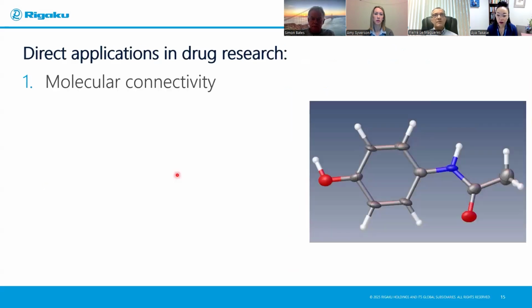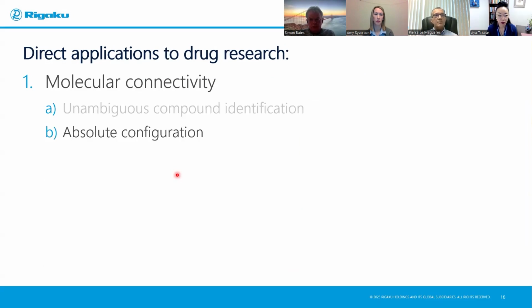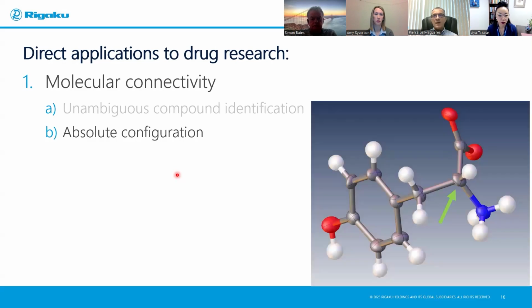So now that we've investigated what these three concepts are, let's see what kind of information you can get from your crystal structure. Let's talk first about molecular connectivity. Again, remember the picture of your molecule. Obviously, you can unambiguously identify your compound. You know exactly what it is and how it is made of. Then you can also determine the absolute configuration of a chiral compound.